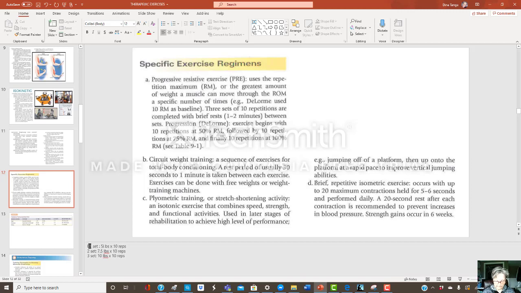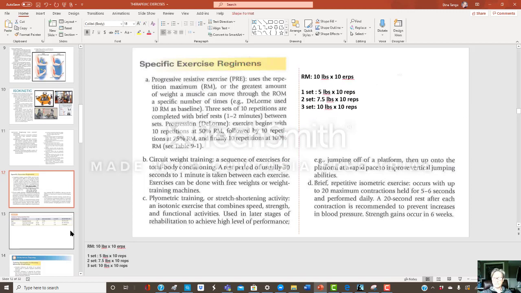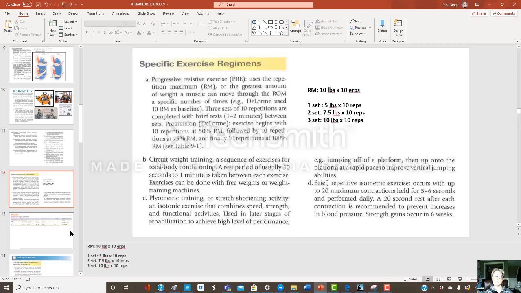So, your rep maximum is 10 pounds times 10 reps. Right? So your first set would be 5 pounds at 10 reps. Second set would be 7.5 pounds at 10 reps. And there we go. There's an example.